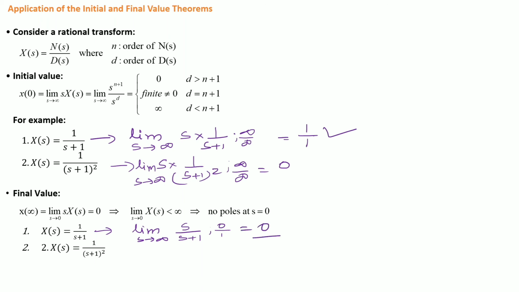Similarly, coming to this one, what we have is s divided by (s plus 1) squared. After putting the limit s tends to 0, we will have an answer of 0. So these are the properties of the Laplace transform.